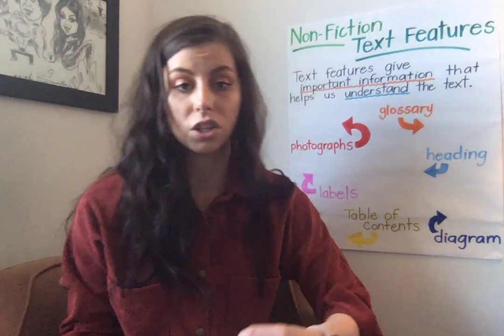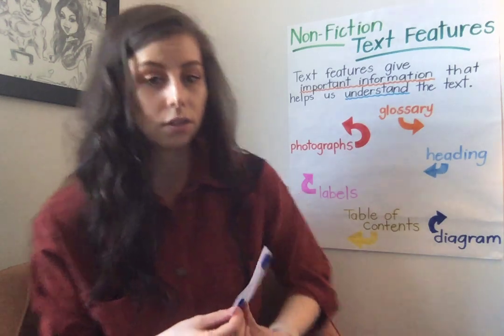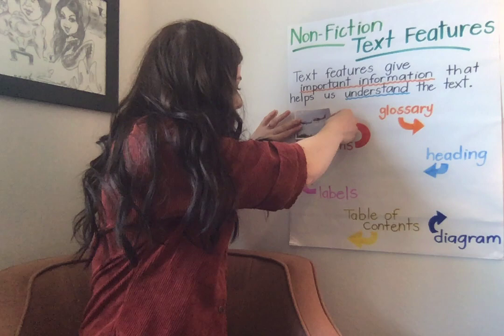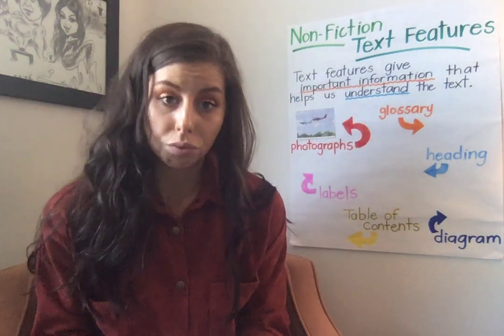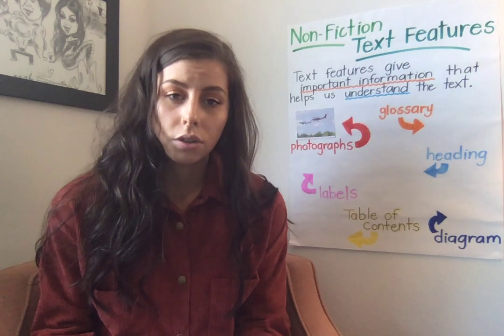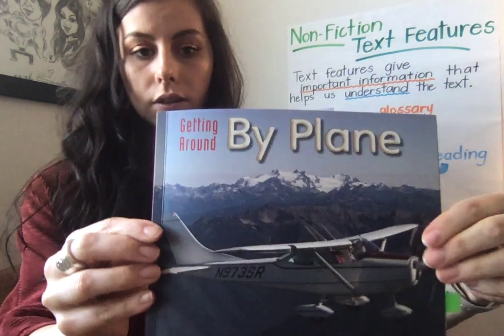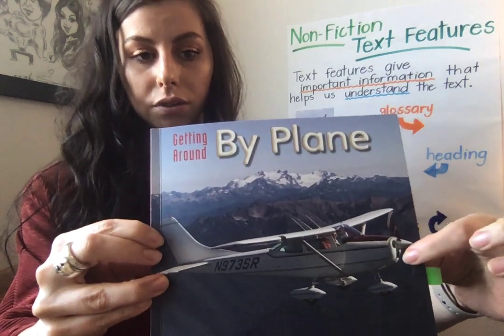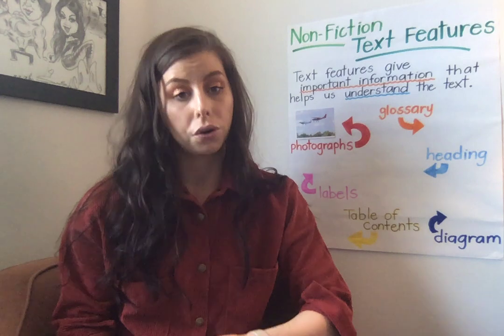Nonfiction books with text features have photographs. Instead of drawings or illustrations, they use photographs. Remember how I said that they're real or true stories? So they want to use real pictures. So, as you can see on the cover, it's a photograph taken with a camera. All of the pictures in this book are photographs.